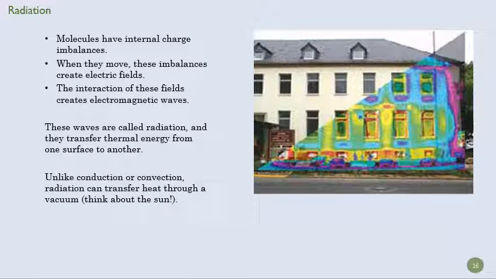The other interesting thing about radiation is it doesn't need a medium. Okay, it can transfer heat through a vacuum, and we should be glad of that because that's the only way the sun warms us, right? So space is essentially a vacuum, but we can still get that thermal energy from the sun.